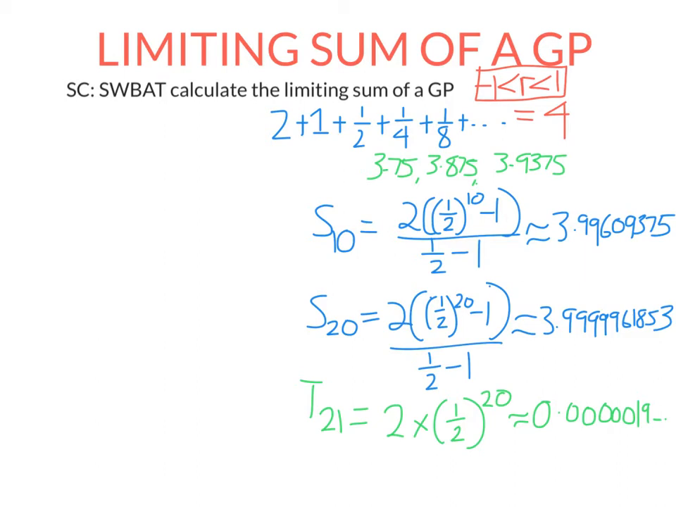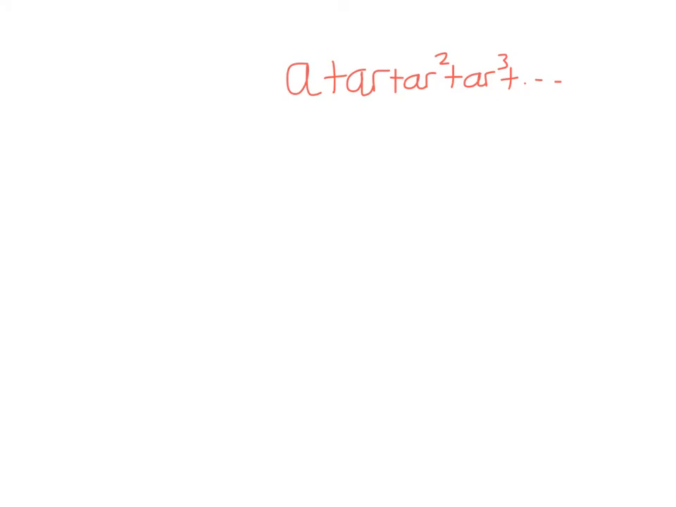So let's look at developing a formula for the limiting sum of a GP. Here, the dots mean goes on forever. There are infinitely many terms in this series. So we're going to call it S infinity, the sum of infinitely many terms. Remember the formula for the sum of the first n terms of a GP is a times r to the power of n minus 1 over r minus 1. But in this case, there are infinitely many terms. So we're going to put an infinity symbol there.